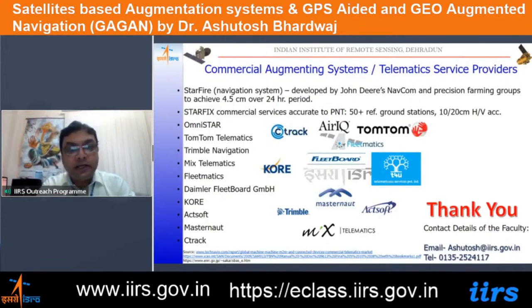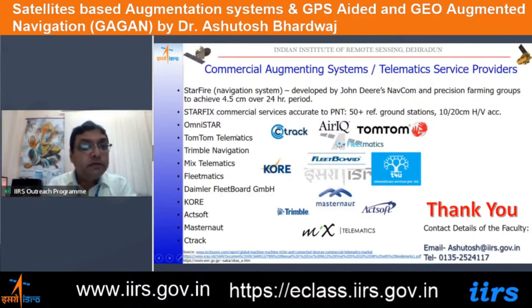Using these different kinds of services, we have a lot of service providers now, like Starfire, and Starfix is available, and Starfix is committing to provide an accuracy of 10 centimeter in horizontal and 20 centimeter in vertical. Basically these are paid services and you can have the license for these services. Similar services are there from Omnistar.